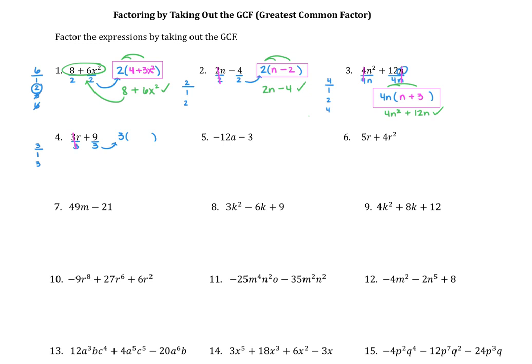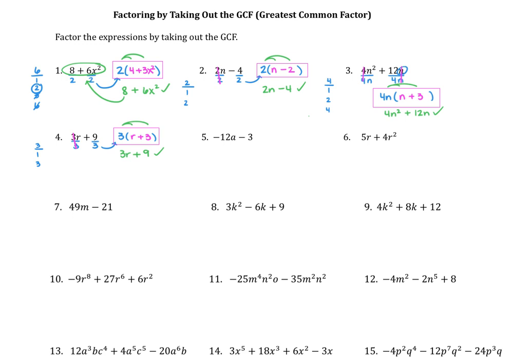3 divided by 3 is 1, so that goes away. I'm left with just r. And 9 divided by 3 gives me 3. Notice nothing is left in common inside those parentheses, so that is my final answer. I can do a quick check. 3 times r is 3r, and 3 times 3 is 9.